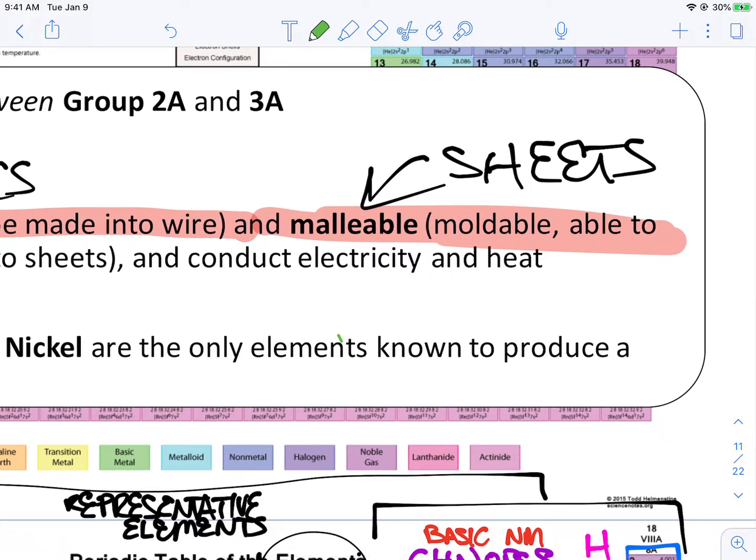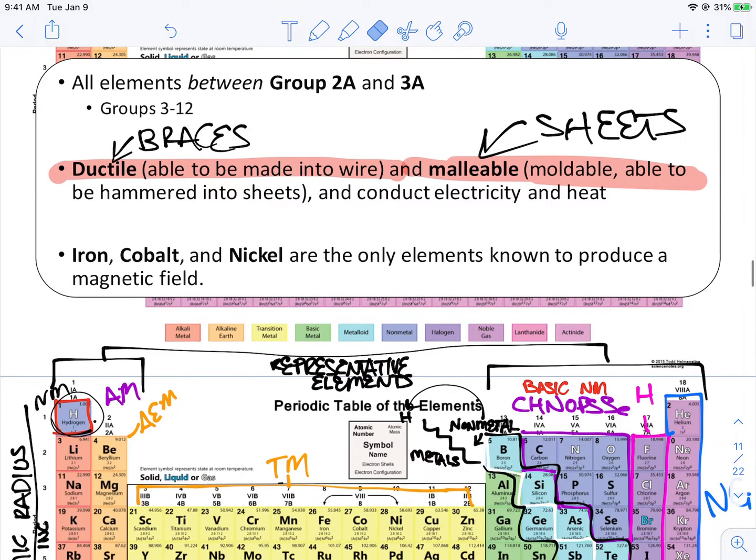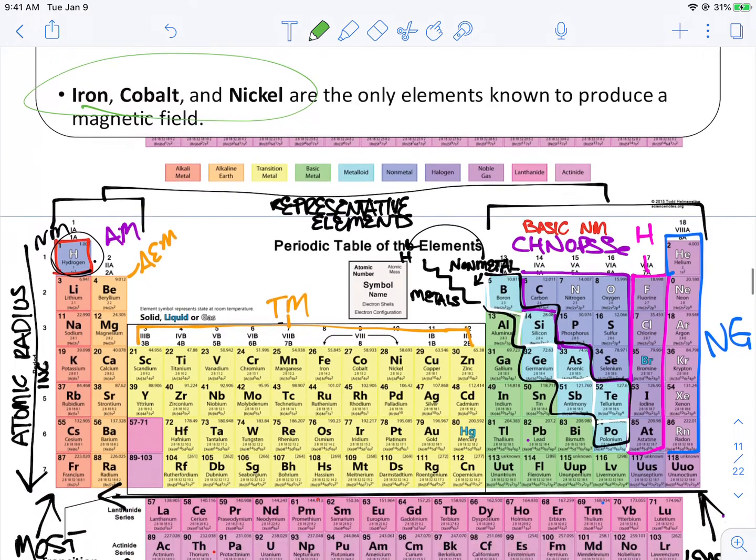Malleable would be anything that can be made into a sheet, like tinfoil, or if you came to school in a car today, your car is made out of sheet metal. So any metal that was made into that was considered malleable. And then we have 3 elements in here that can produce a magnetic field, so iron, cobalt, and nickel.